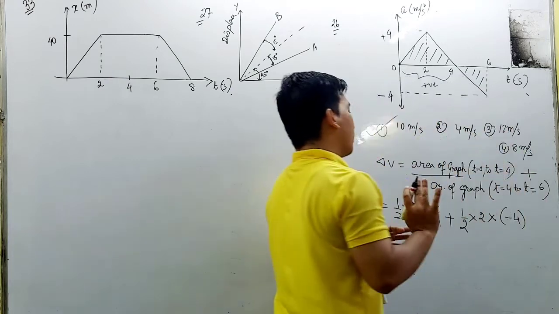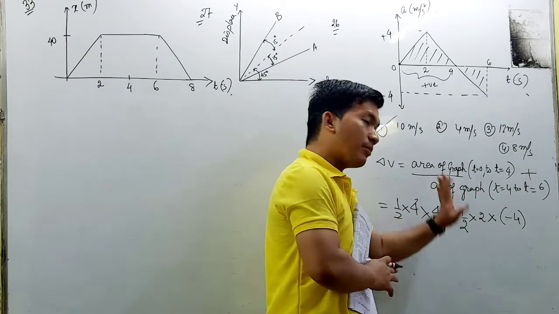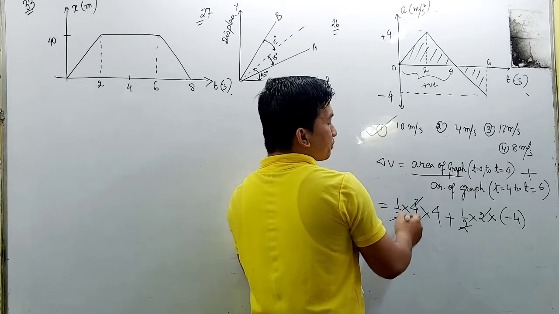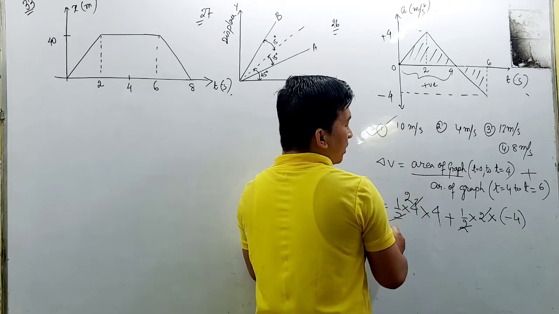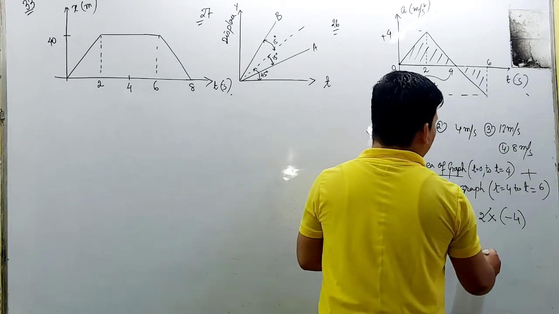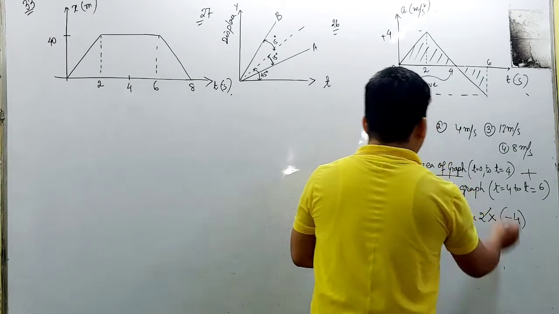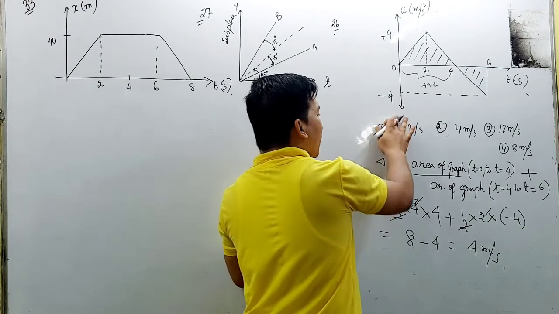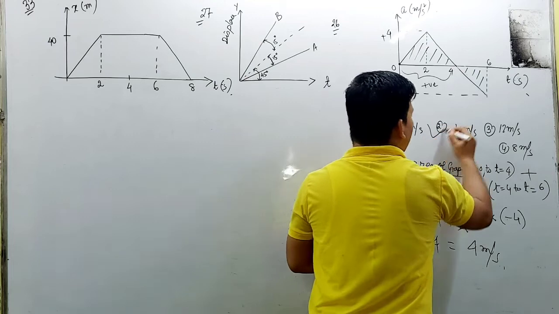Minus 4 and half, this gets cancelled out. This is equal to negative 2, so we have 8 minus 4, which is equal to 4 meter per second. This will be our correct answer, option number 2.